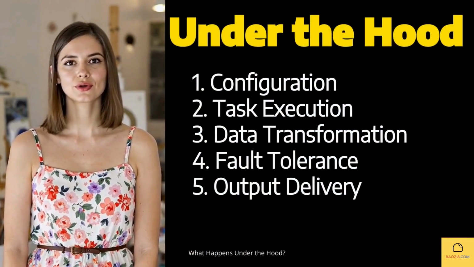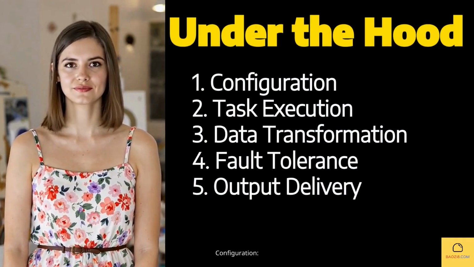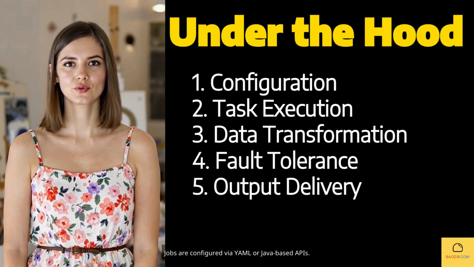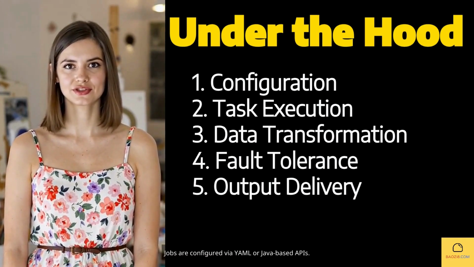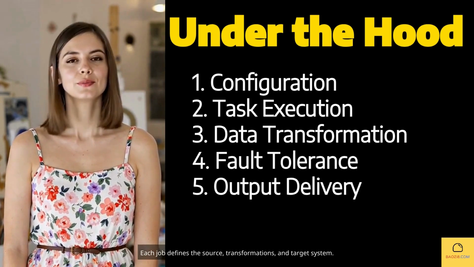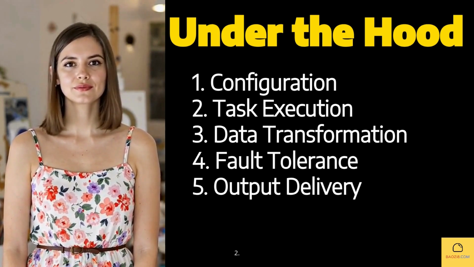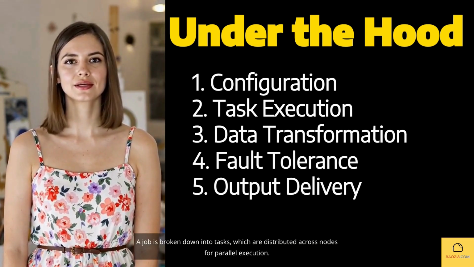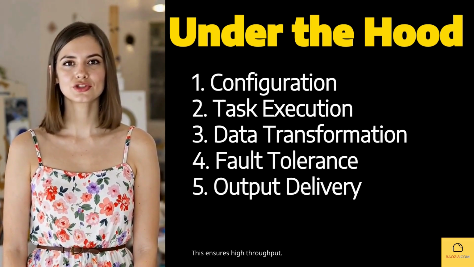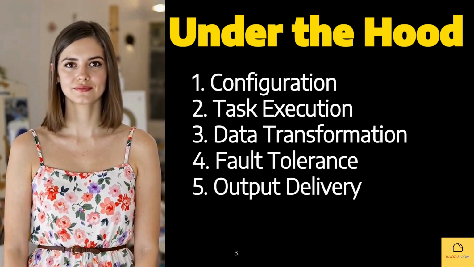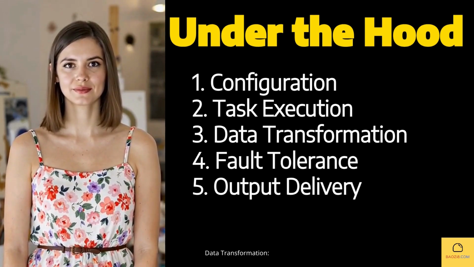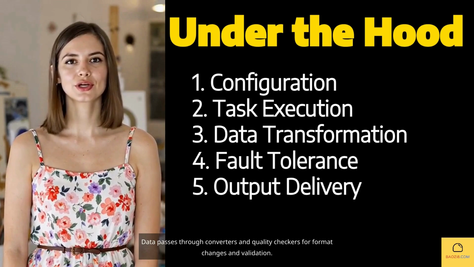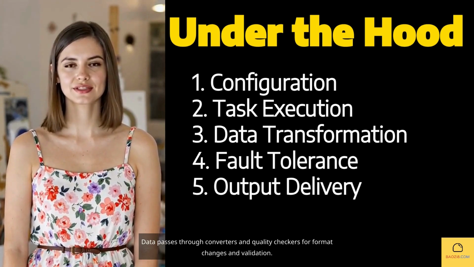What happens under the hood? 1. Configuration. Jobs are configured via YAML or Java-based APIs. Each job defines the source, transformations, and target system. 2. Task execution. A job is broken down into tasks, which are distributed across nodes for parallel execution. This ensures high throughput. 3. Data transformation. Data passes through converters and quality checkers for format changes and validation.